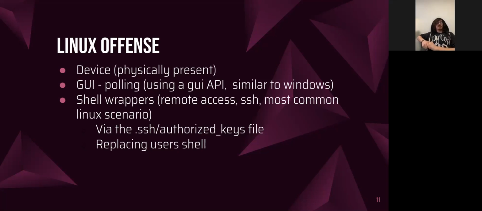The one that you'll see a lot of implementations of on GitHub is device keylogging. What this will do is find your device file for your keyboard, and then read from this file just like you were reading from the keyboard, and then log it to a file.